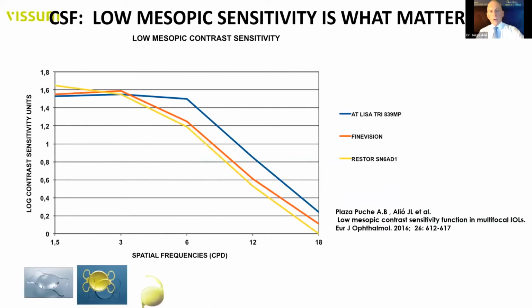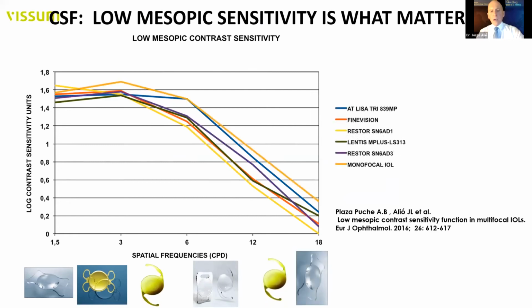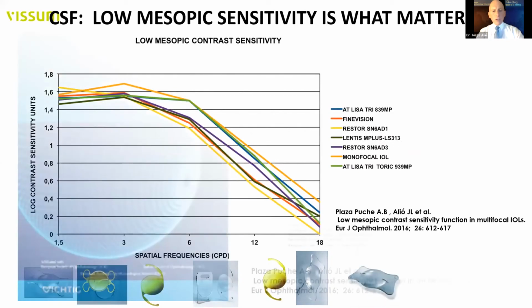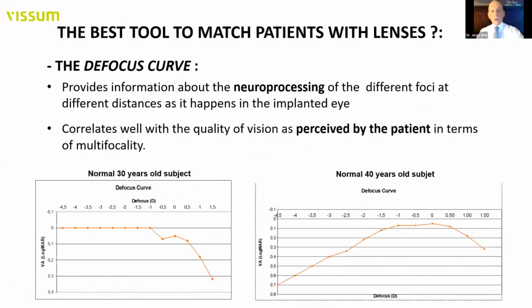As a consequence, contrast sensitivity function is different in each lens. Definitely, those with the best quality of retinal image, like the LISA 3, have excellent contrast sensitivity. Those that are almost as good, like the Oculentis, have no sensitivity loss, while all the others lose contrast sensitivity, including the IOL lenses, because of the degraded MTF and PSF that these patients will have. Part of this information is in this paper that we published in the European Journal of Ophthalmology.